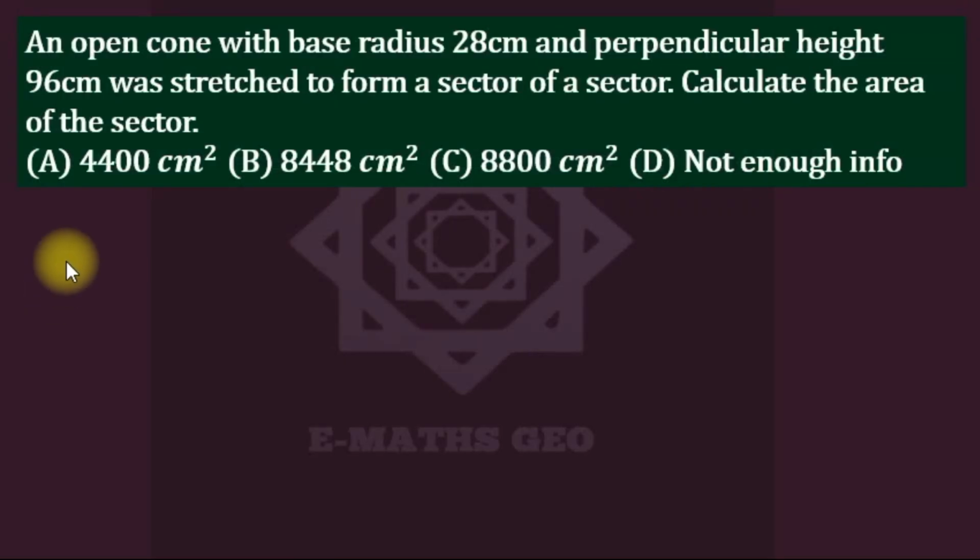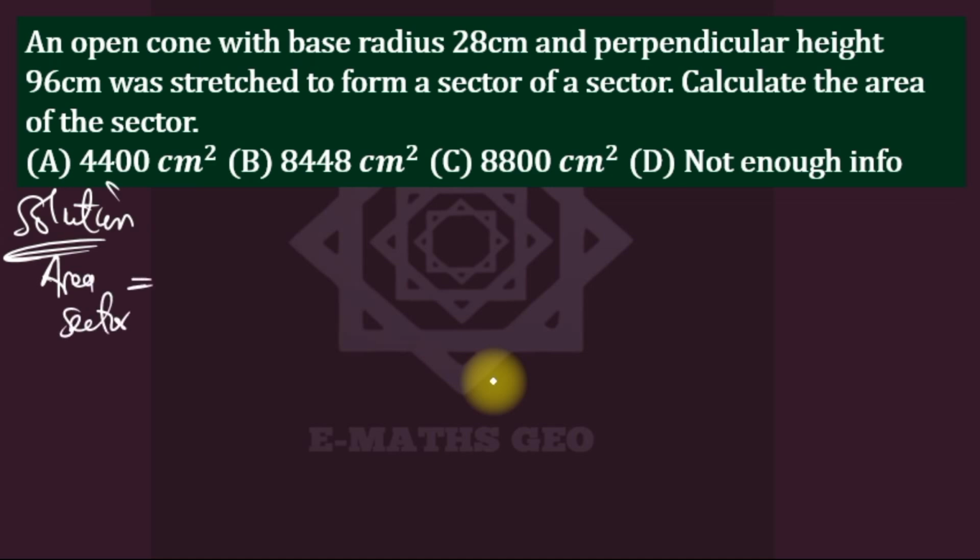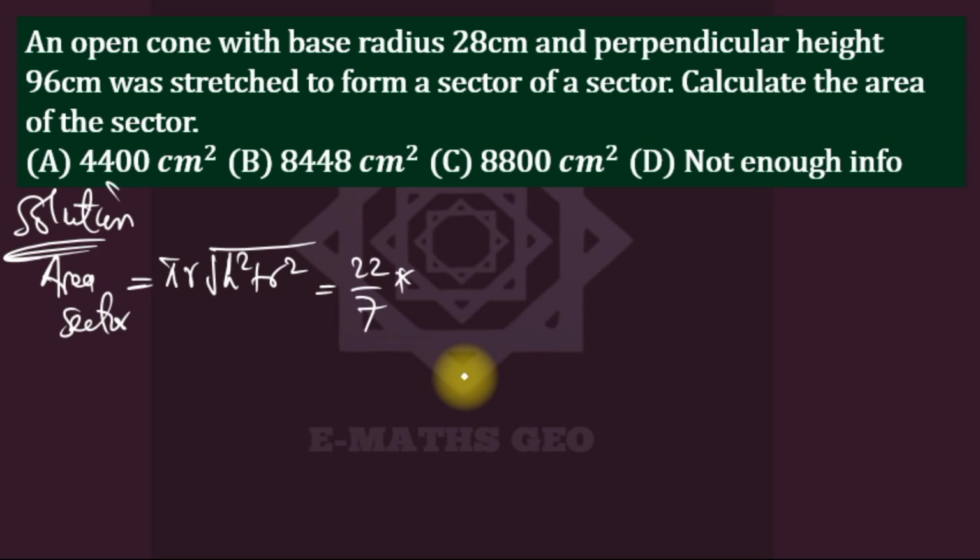Now the final question. They said an open cone with base radius 28 cm and perpendicular height 96 cm is stretched to form a cone. Calculate the area of the sector. We've proved that the area of the sector is equal to pi r times the square root of h squared plus r squared. And this is now pi, 22/7, since the answers are not left in pi. r is 28, while the height is 96.